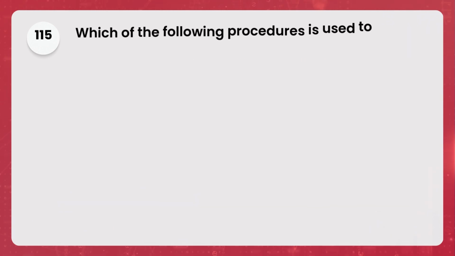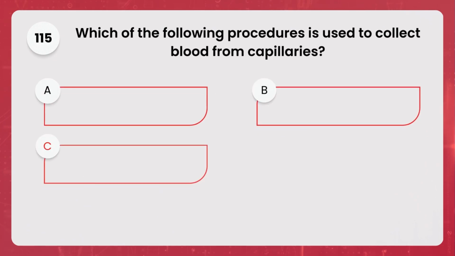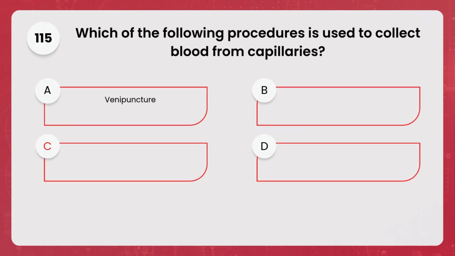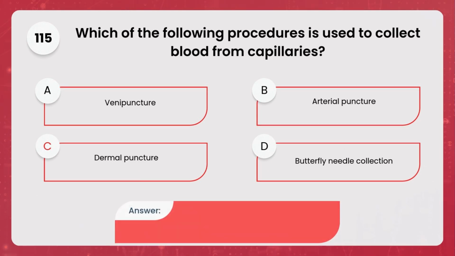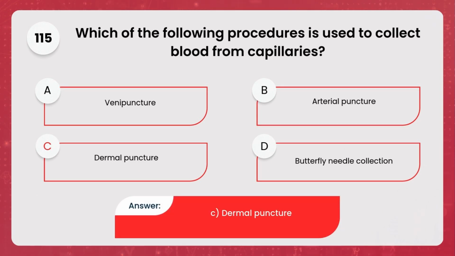Number 115. Which of the following procedures is used to collect blood from the capillaries? A. Venipuncture, B. Arterial puncture, C. Dermal puncture, or D. Butterfly needle collection? The answer is C. Dermal puncture.